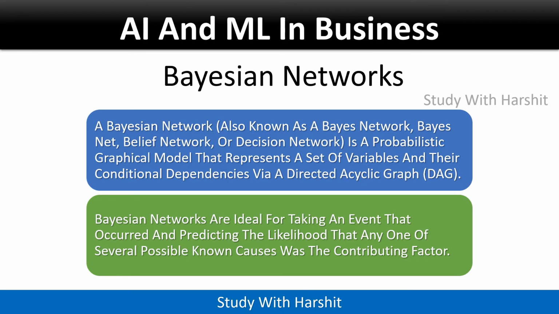Bayesian networks. A Bayesian network, also known as a Bayes network, Bayes net, belief network or decision net, is a probabilistic graphical model that represents a set of variables and their conditional dependencies via a directed acyclic graph. Bayesian networks are ideal for taking an event that occurred and predicting the likelihood that any one of several possible known causes was the contributing factor.